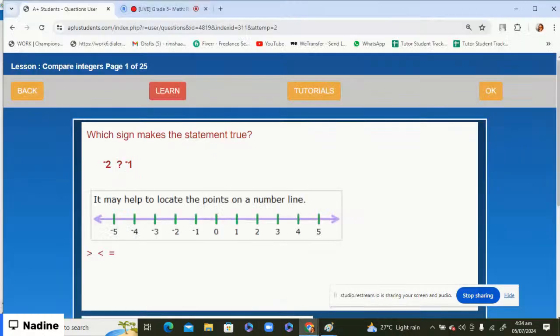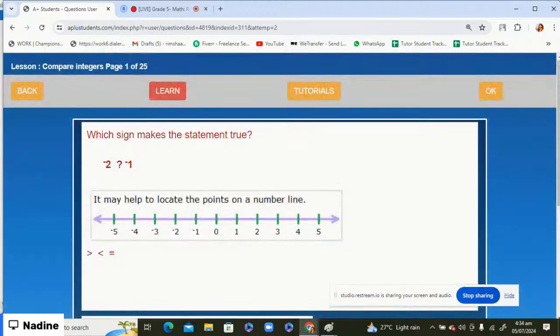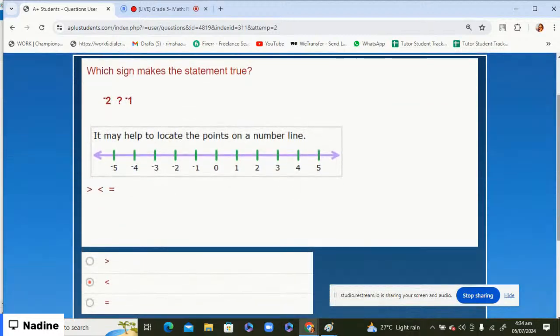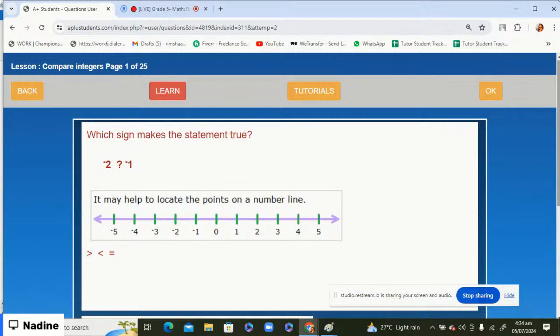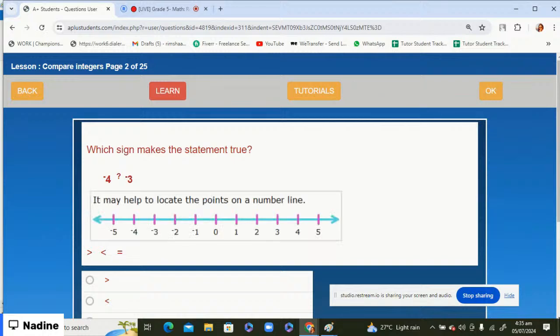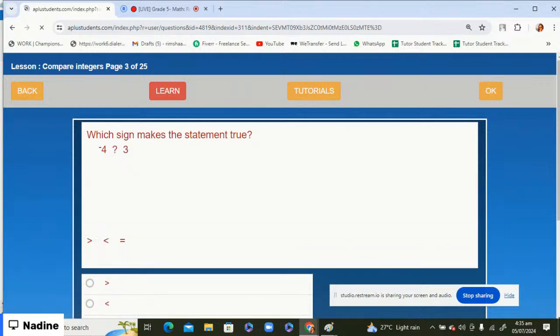Okay, so now look at here, minus 2, minus 1. Which one is greater? Obviously, minus 1 is greater. So we can say that minus 1 is the greatest one, and this is the sign we are going to choose. Okay, again the same thing. Which sign makes the statement true? There is minus 4, minus 3. Obviously, minus 3 is greater, and minus 4 is less because it's in minus form.